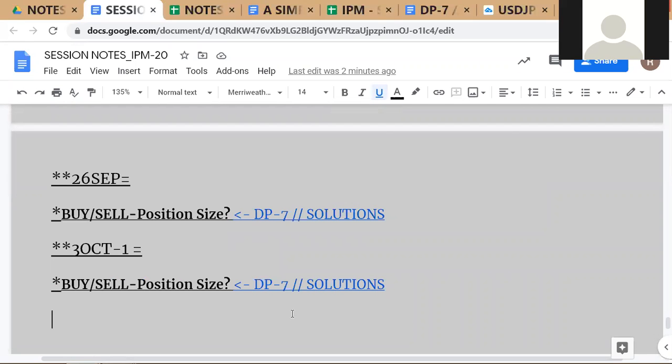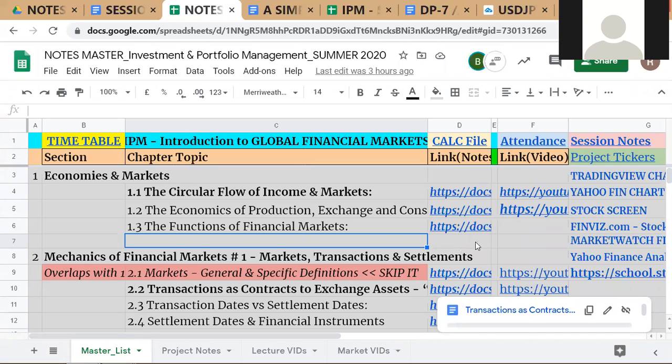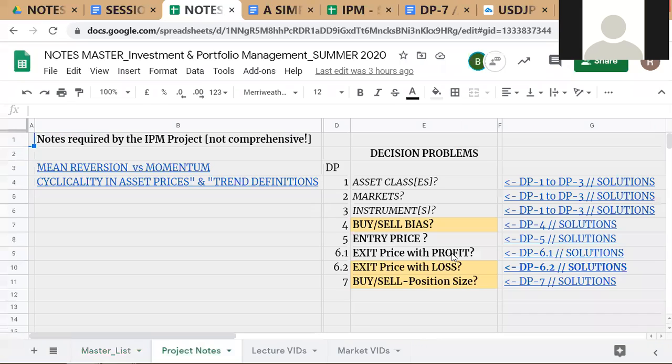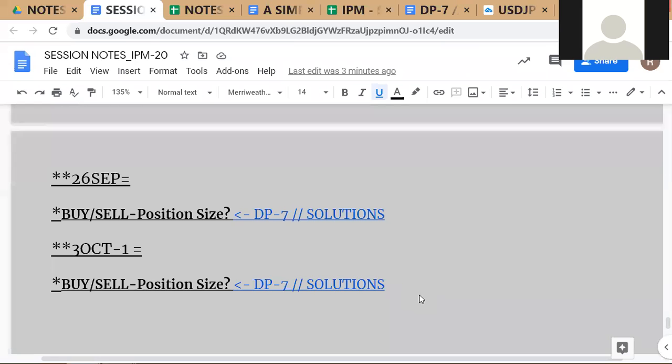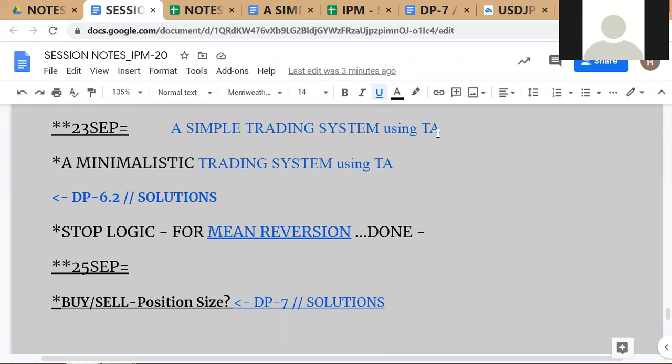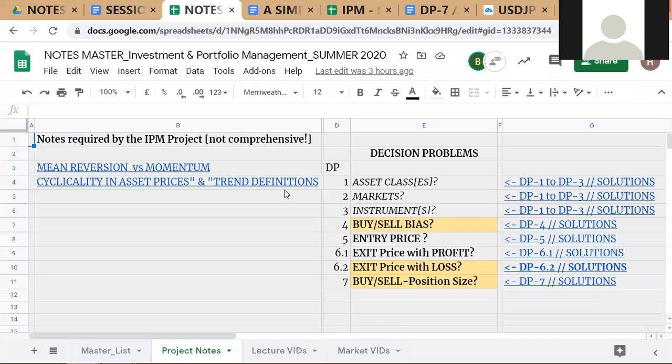Let's move on to today's material, which is a continuation of what we had yesterday. So where we are essentially is going through all these different decision problems and working out a simple trading system, a simple trading system using technical analysis. As you know, a simple trading system helps you to solve the set of rules to solve all the decision problems that arise. So we've gone through this. And in the simple trading system, in addition to 1, 2, and 3, we only need to solve 4, 6.2, and 7. And 6.1 doesn't need to be solved. And for 5, we assume that every entry is at market prices. All right, so we are still on DP7, and that's the last DP that we are covering, and so that's where we are.